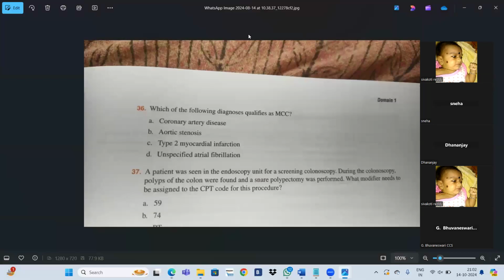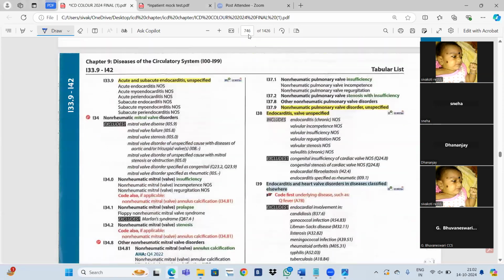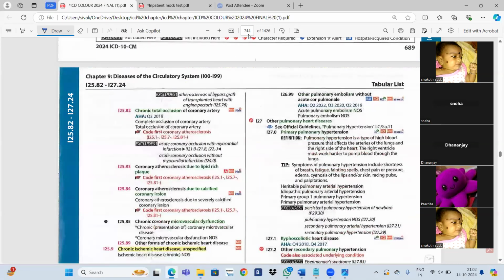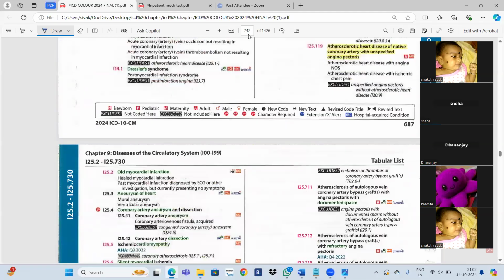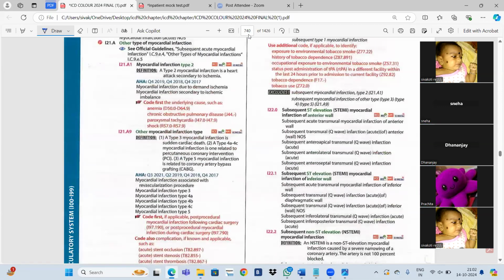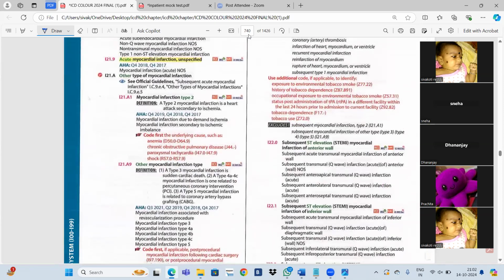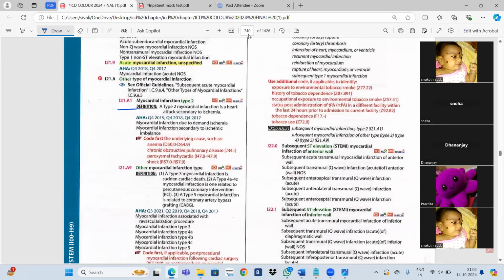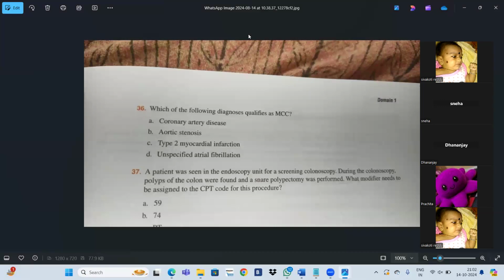Then acute MI, type 2 MI. This code is I21.A1, myocardial infarction type 2. It was MCC, right? Yes, they gave the green tick also, MCC green tick. So what is the answer? Acute MI.